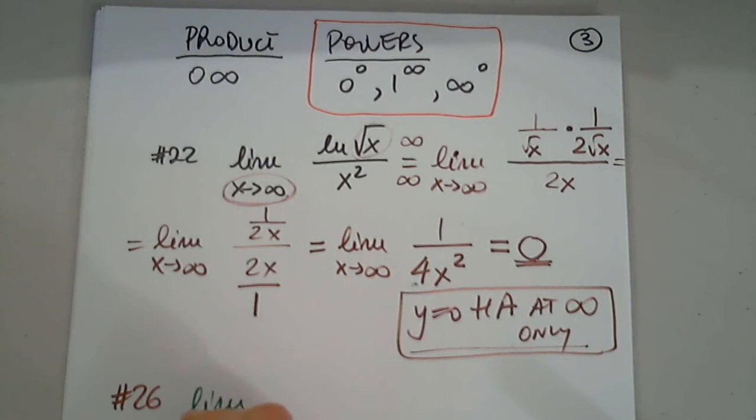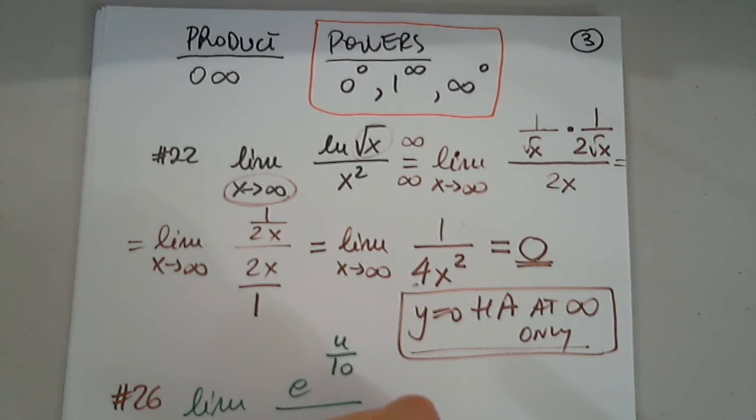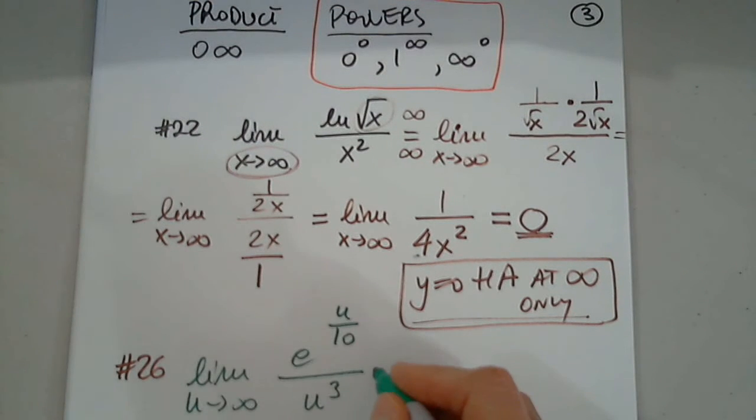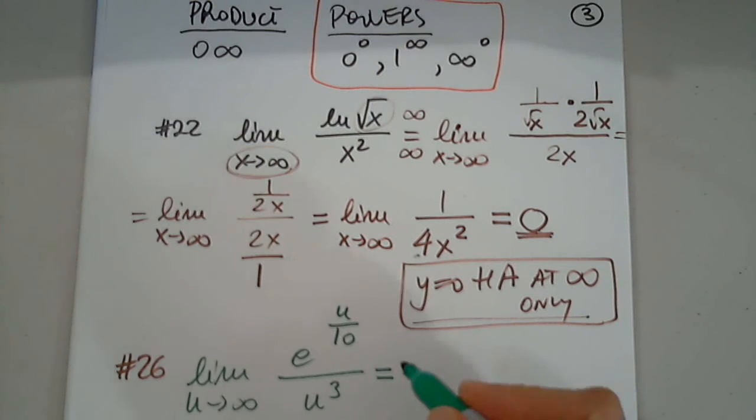Limit u approaches infinity, e to u over 10 over u to the third. Okay. Very good. How do we start? We plug in. Yep. So then the top goes to infinity. Good. And at the bottom, so yay, not a big deal.